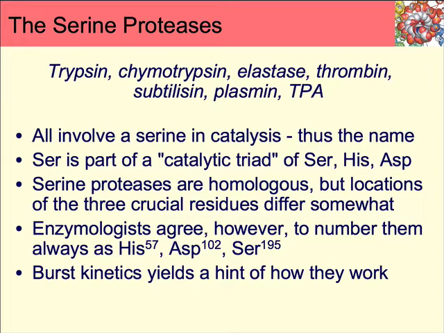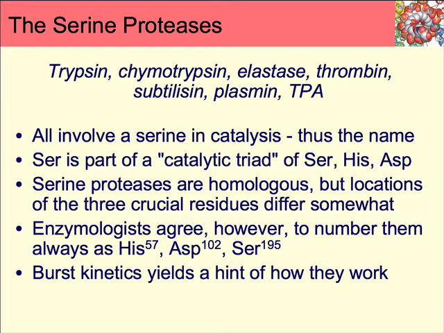Now, all the serine proteases are homologous. They're similar in sequence and structure, but the actual locations of the three crucial residues differ a little bit from one enzyme to the other. And enzyme biochemists, enzymologists, don't really like that very much, so they've agreed to number these particular important residues in every enzyme in which they're studied as histidine 57, aspartate 102, and serine 195. Those are the numbers based on chymotrypsin.